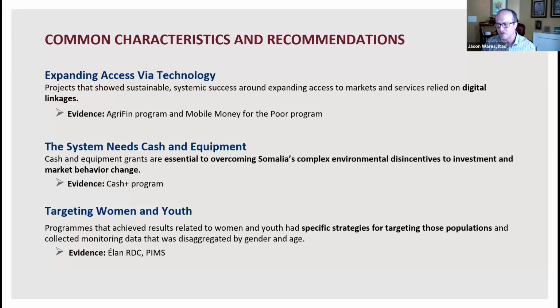The Cash Plus intervention provided a basic demonstration of the need for cash in the system. Cash Plus provided cash, tools, and input grants with training in various combinations to enhance the livelihoods and productive capacities of poor and vulnerable rural households in Somalia. Farmers that received interventions were more productive than farmers that just received seeds.